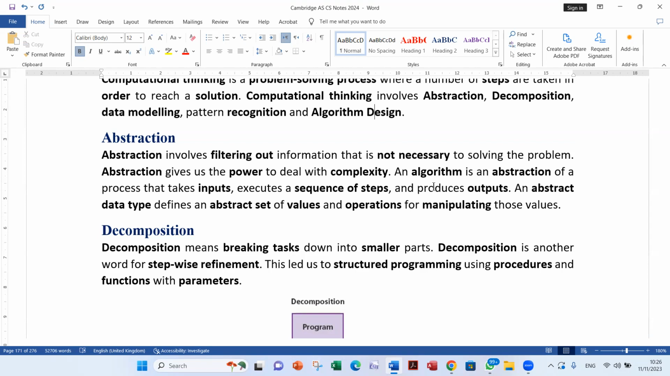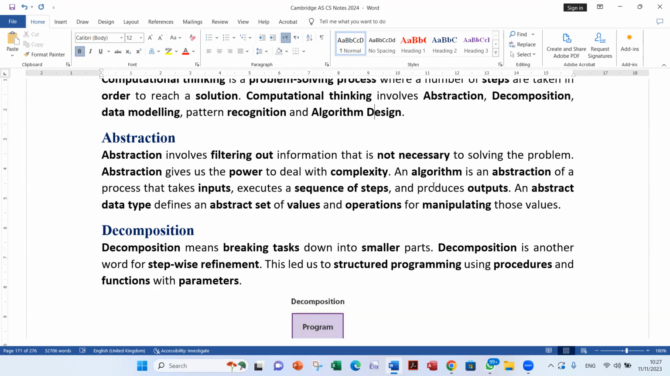Let me give you an example of a piece of information that is not necessary, for example, his age or date of birth. This has nothing to do with calculating the average. I would like the average mark, not the average age. So abstraction is about filtering out information that is not necessary.